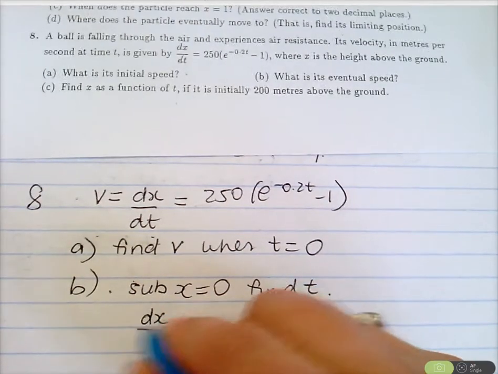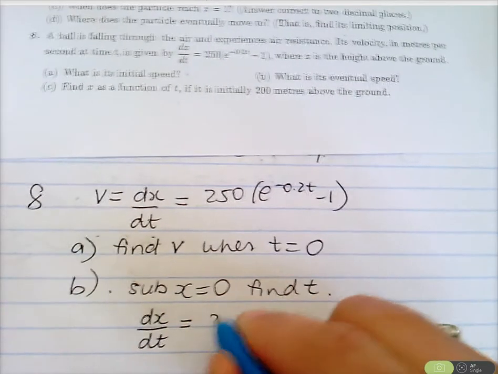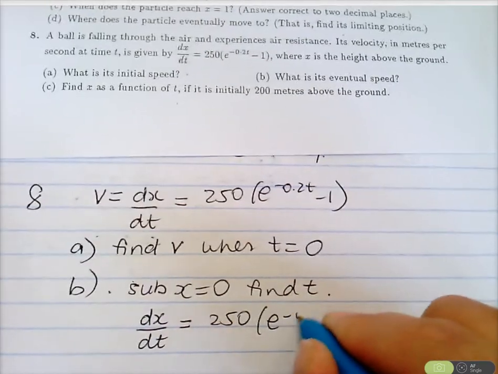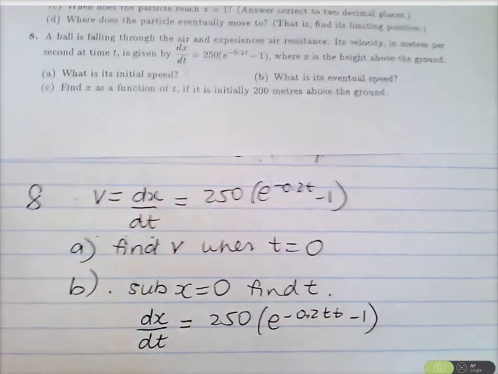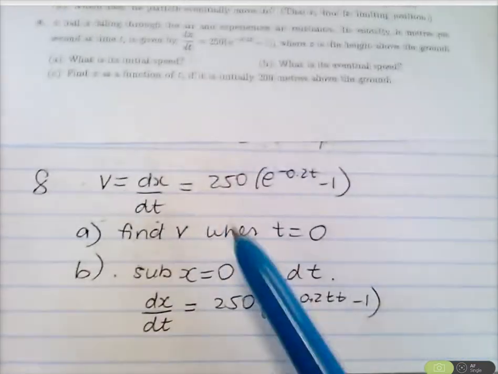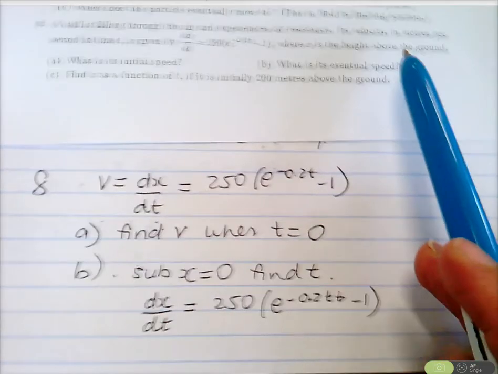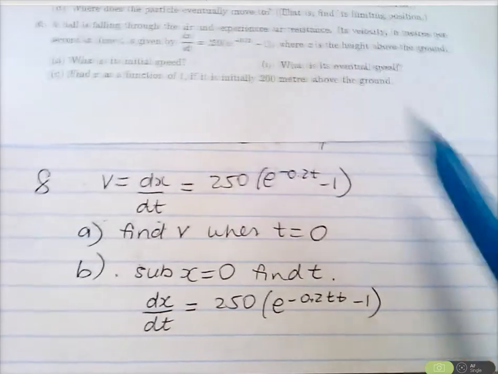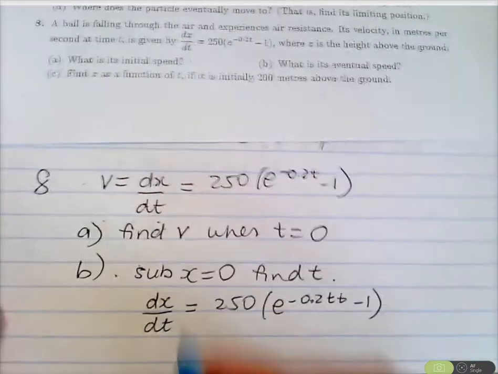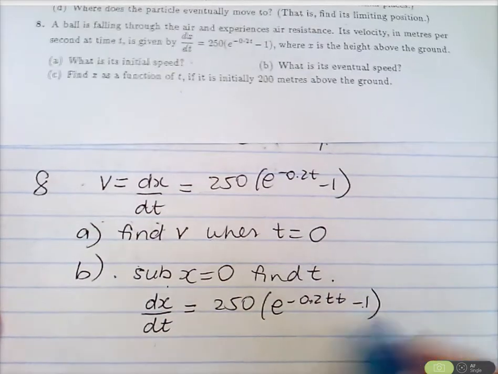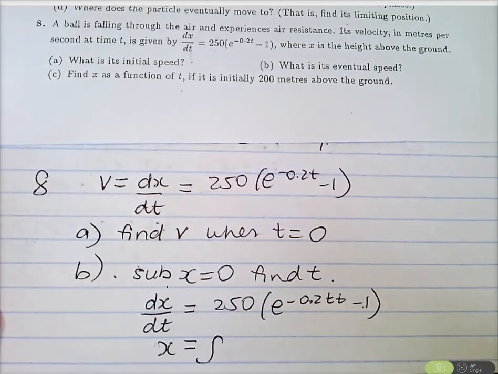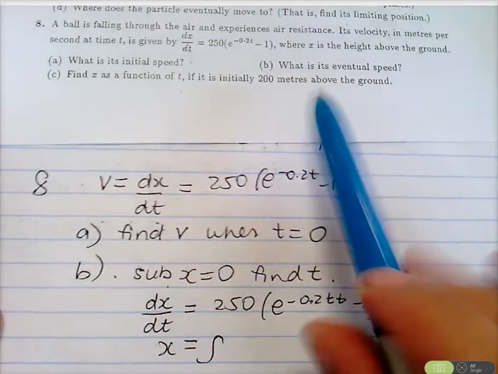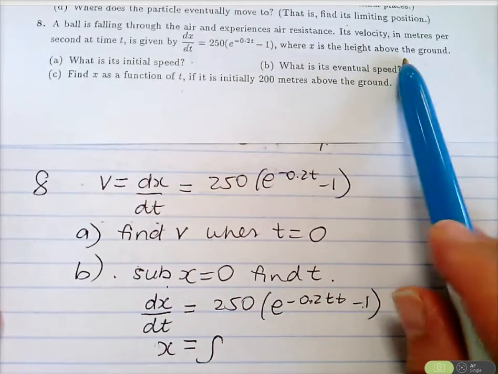You've got dx/dt is 250 e to the negative 0.2t minus 1. So when the ball hits the ground, its height above the ground will be 0, x is 0. I only have dx/dt, so I need to find x by integrating. x is the height above the ground.